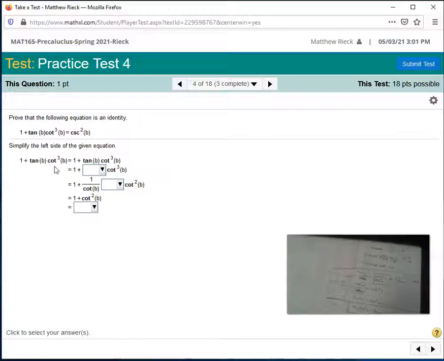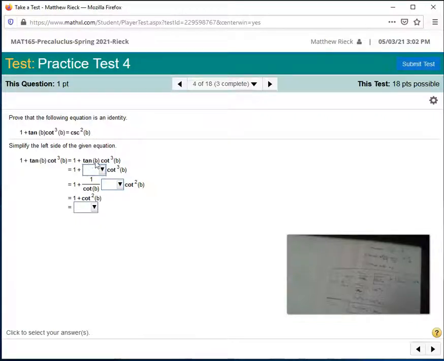as opposed to just letting you loose on a problem without giving you any guidance whatsoever. All right, so the main thing to keep in mind is what is changing between these, and you choose the appropriate response to that. So here we have number 1. We want to prove that 1 plus tangent b times cotangent to the third of b is equal to cosecant squared of b. All right, so here the 1 is staying the same.